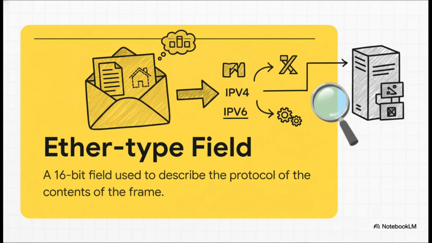The best way to think about it is like a label on our envelope that says the letter inside is written in Spanish or the contents are a blueprint. It tells the receiving computer's operating system what kind of data is in the payload. Is it an IPv4 packet, an IPv6 packet, something else entirely? This just makes sure the data gets handed off to the right software to be processed correctly.